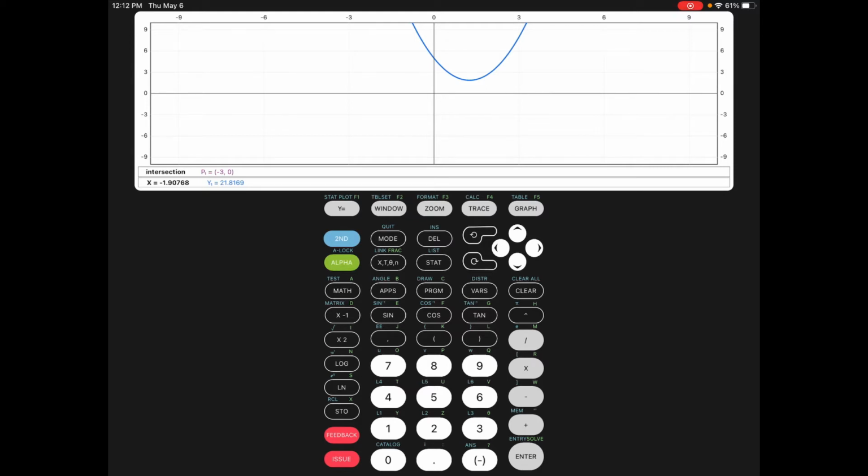Now I want to find the x-intercepts. That's the whole thing. We want to look at where the graph crosses the x-axis. If I try finding the x-intercepts, I can see right away that there are none. So what does that look like as an answer?